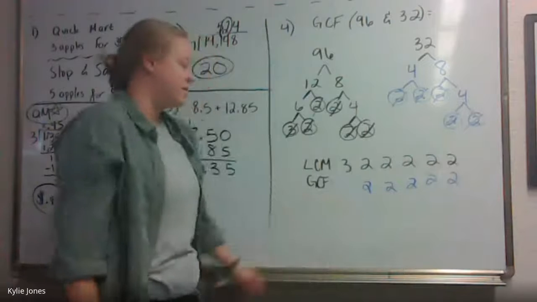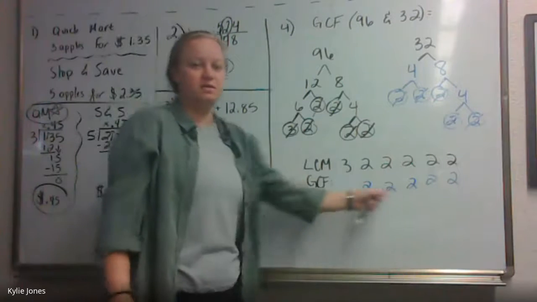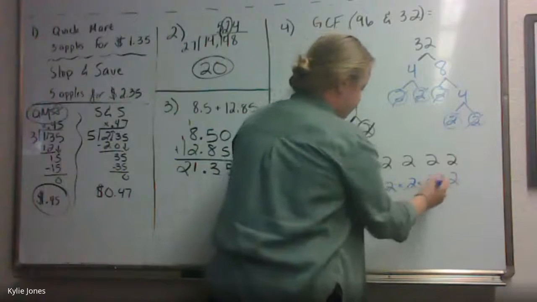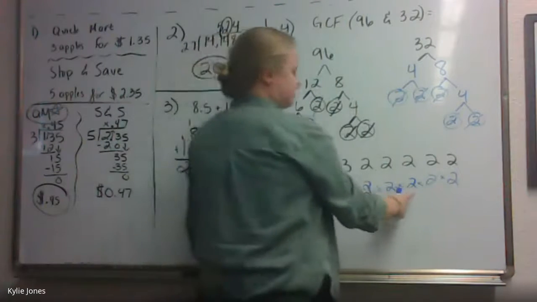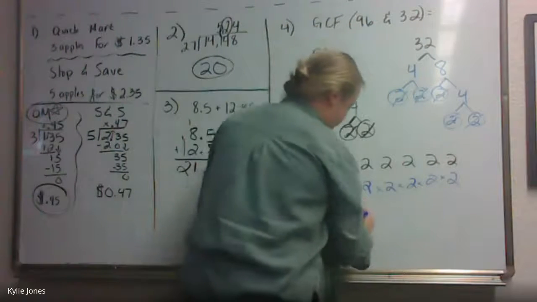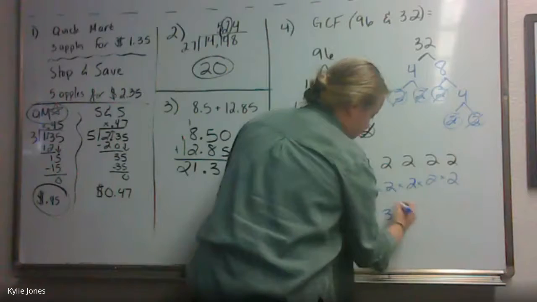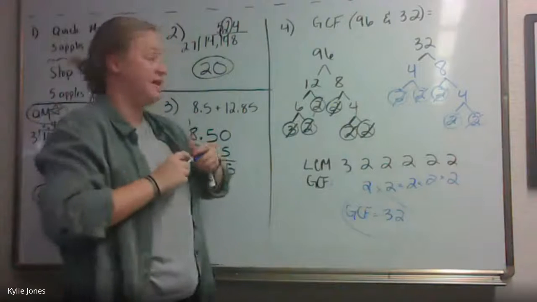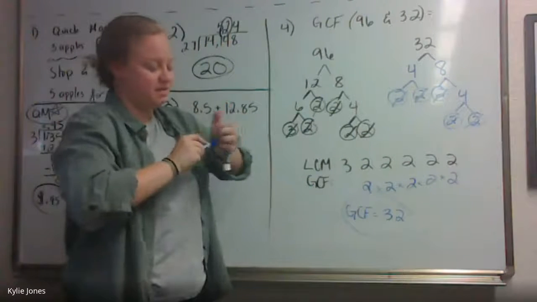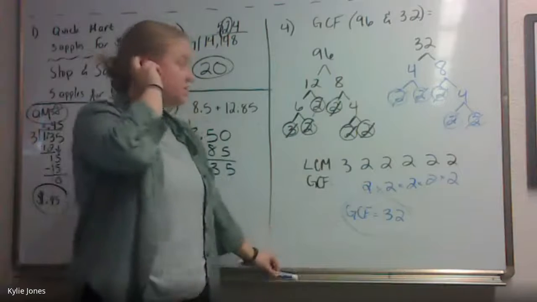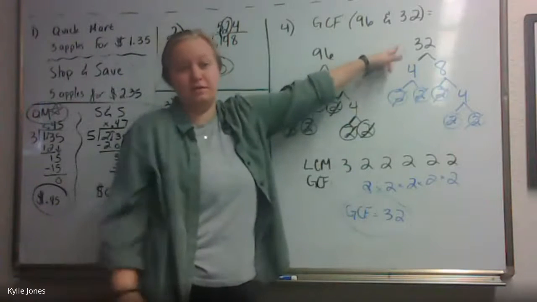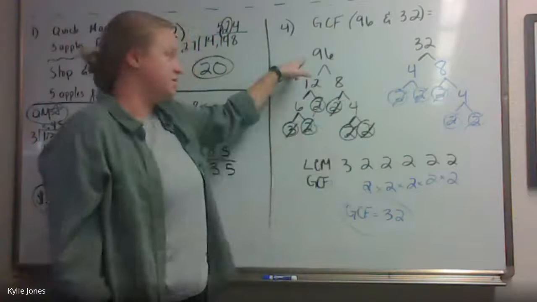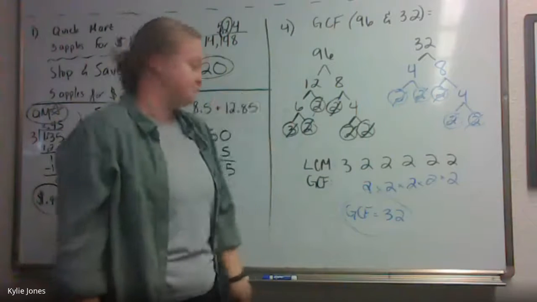We just matched everything. How do I find the GCF? What do I need to do with all these 2's? Multiply. So we need to do 2 times 2 times 2 times 2 times 2. What do you get? 32. So the greatest common factor, the biggest number that goes into both 32 and 96, is 32. Because 32 goes into 32 one time, and 32 also goes into 96 3 times.